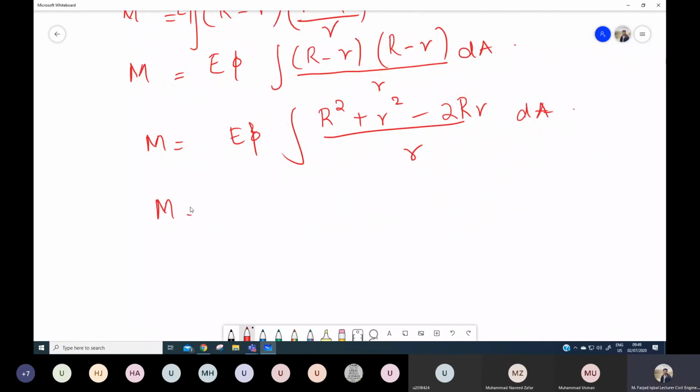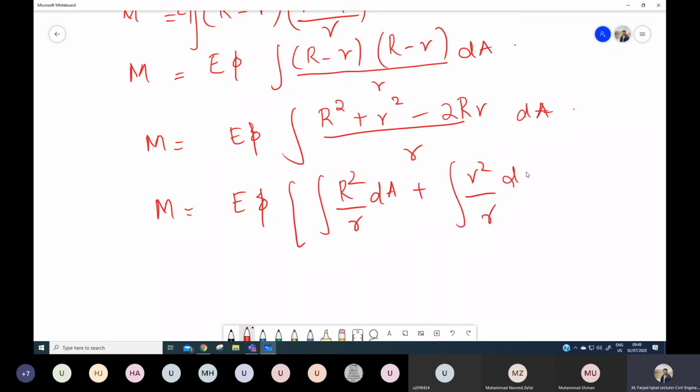So this moment will be E phi integral of R square over r dA plus r square over r dA minus 2 into R over dA. So this r will cancel out with this one, this r will cancel out with this one. So we will be left with E phi.